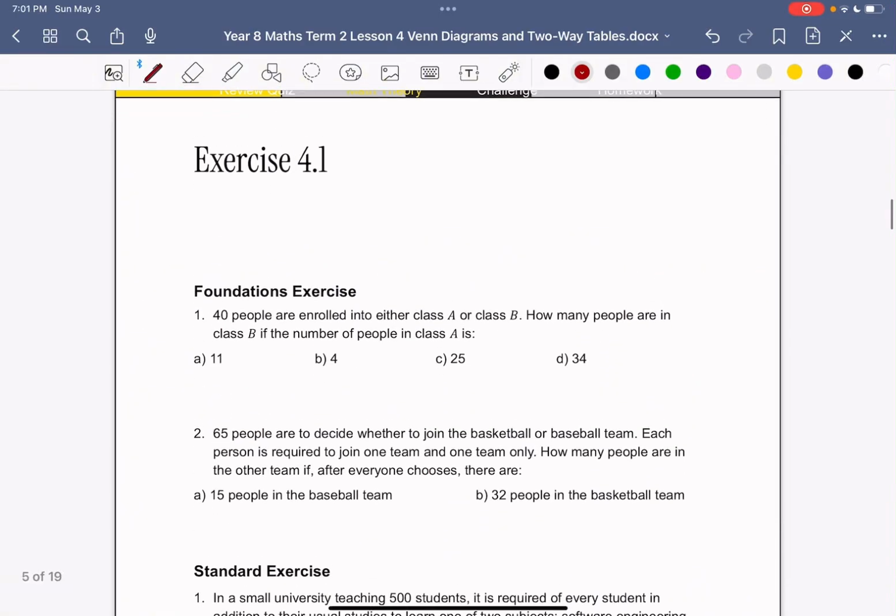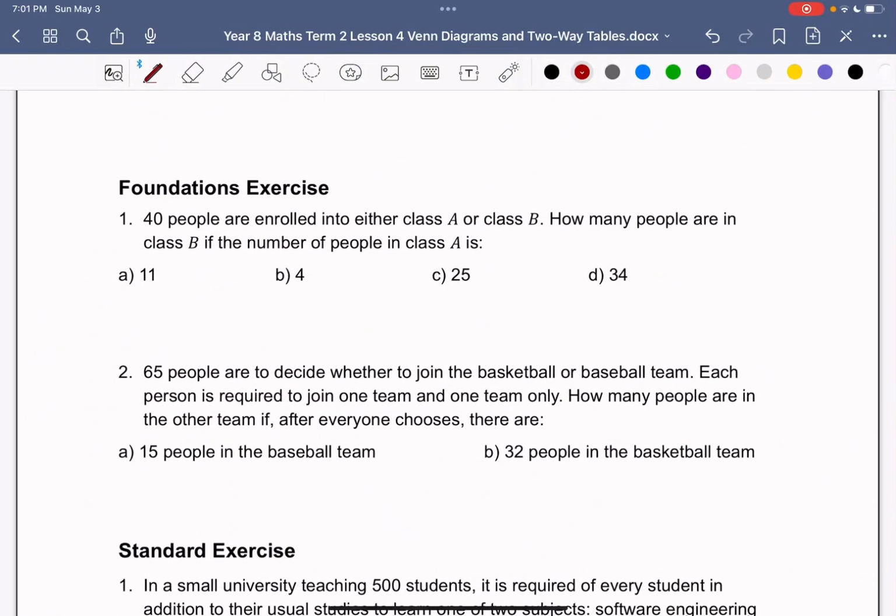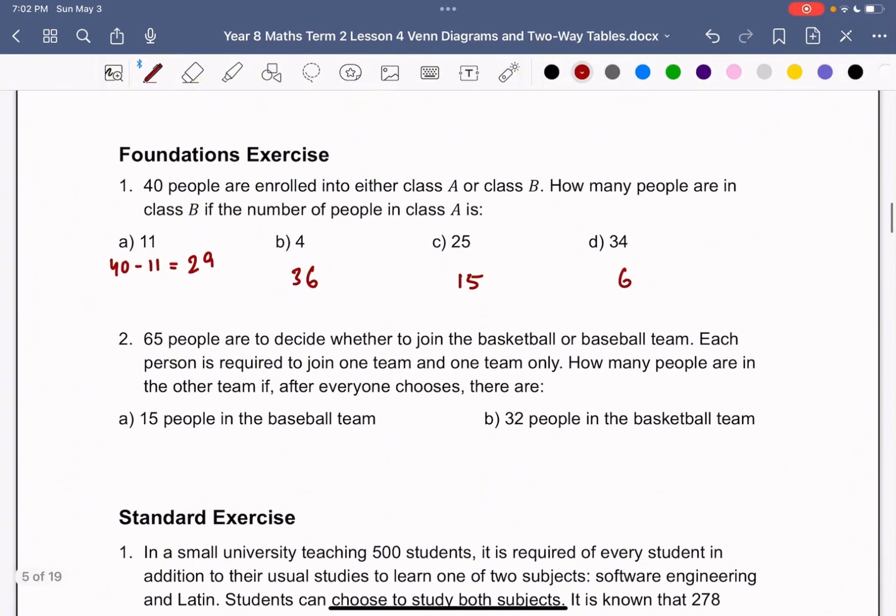Moving on to standard exercise 4.1, foundation says 40 people are enrolled in either Class A or Class B. How many people are in Class B? If the number of people in Class A is 11, we would do 40 minus 11, which would give me class B, and that is 29. Same thing here, 40 minus 4 is 36, 40 minus 25 is 15, and 40 minus 34 is 6.